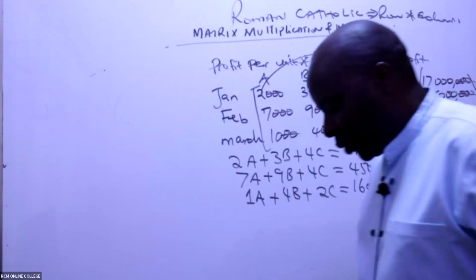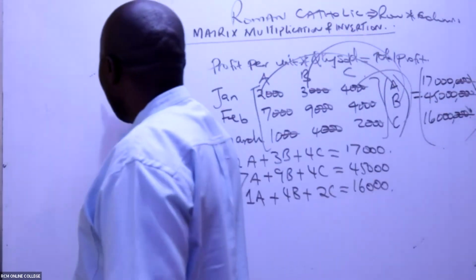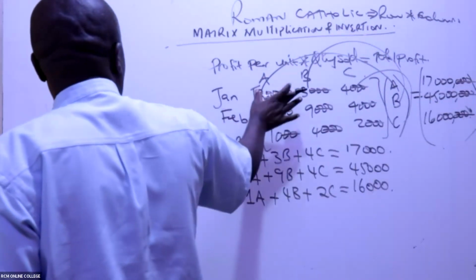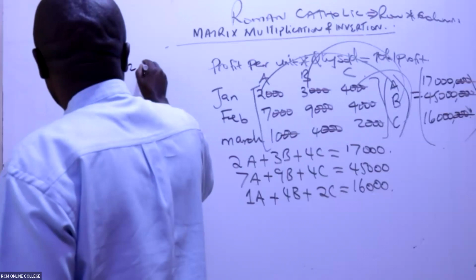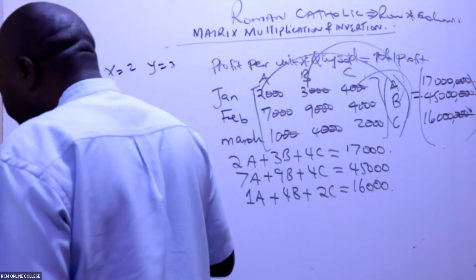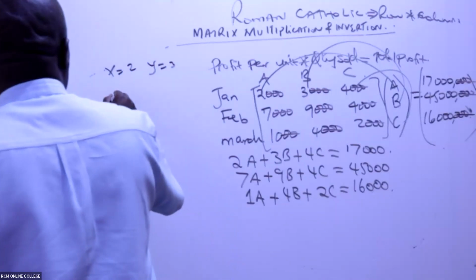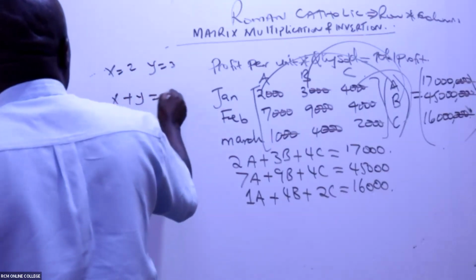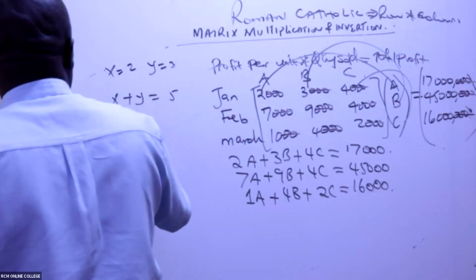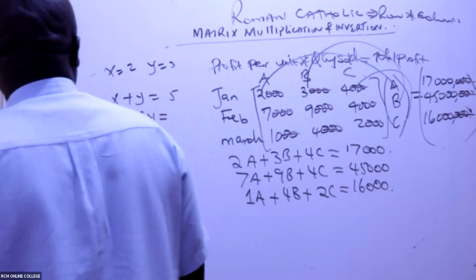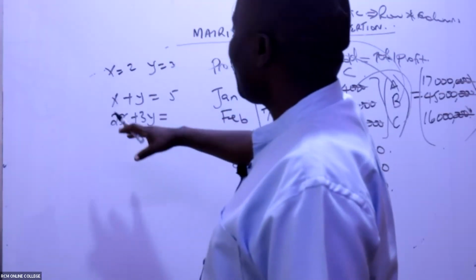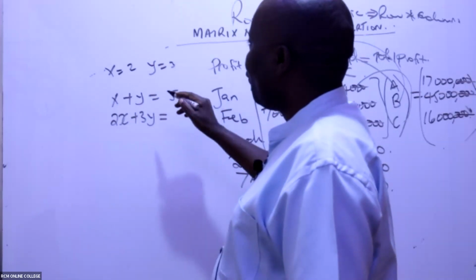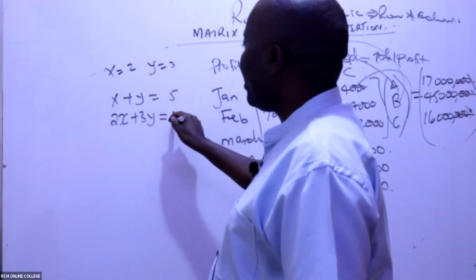Now, assuming we have this kind of a thing, we have here x, for example, is 2 and y is 3. So assuming we have here x plus y is 5, and then we have here 2x plus 3y. So that's 4 plus 9, that is 13.